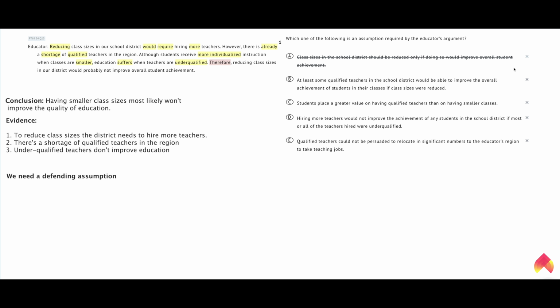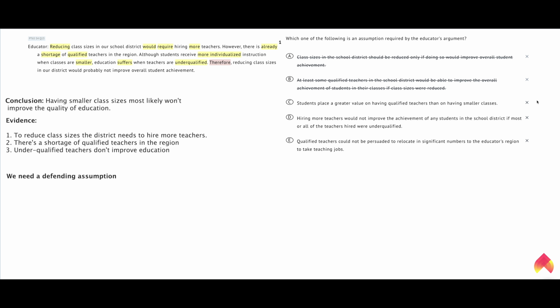Answer choice B says at least some qualified teachers in the school district would be able to improve the overall achievement of students in their classes if class sizes were reduced. That would be good if we were arguing that we could use smaller classes to improve student outcomes, but that's the opposite of what the author is trying to argue. And so B is definitely not necessary. B is doing the opposite to the argument, so B is out.